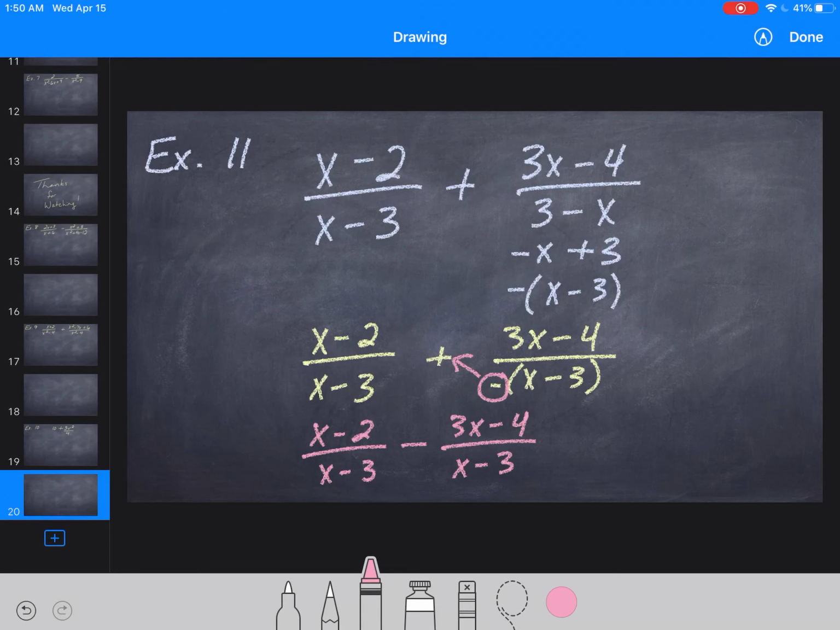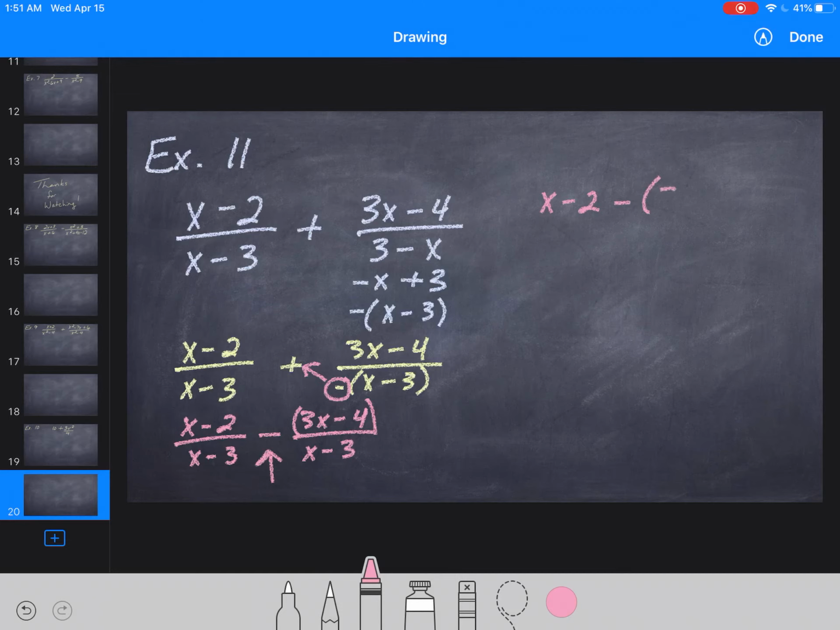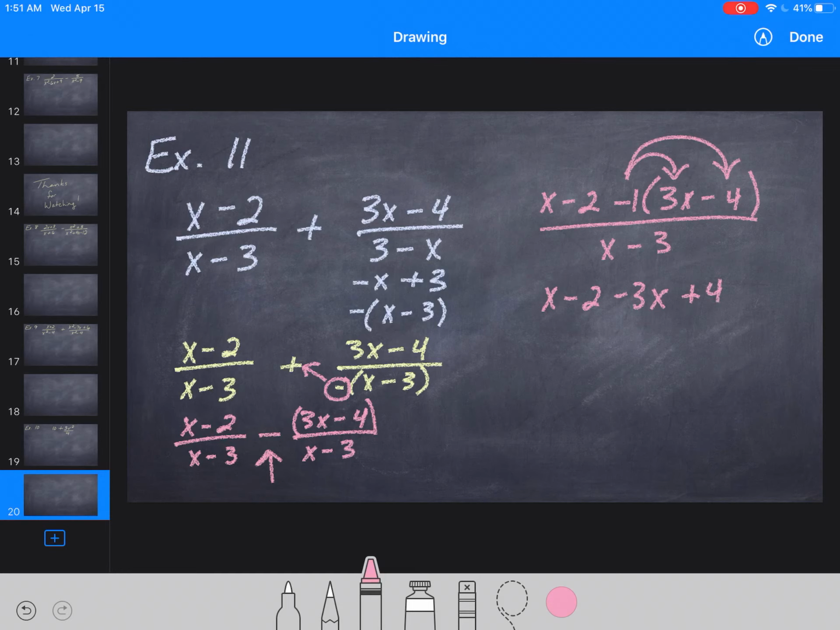I have a common denominator already, so I can go ahead and combine these into one fraction. Because there is a minus sign now, I have to make sure I put parentheses around my second numerator, and then I can combine them into one fraction. I end up with x minus 2 minus parentheses 3x minus 4 all over x minus 3. I would have a negative 1 in front of the parentheses, and I could go ahead and distribute. I would end up with x minus 2. Negative 1 times 3x gives me a negative 3x. Negative 1 times negative 4 gives me a positive 4, divided by x minus 3.